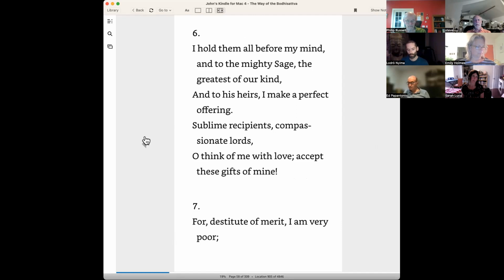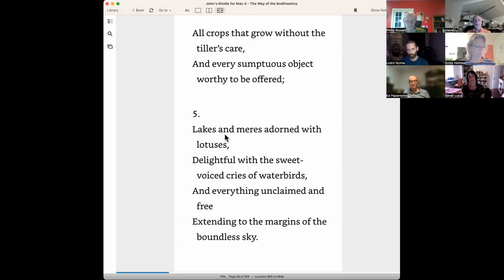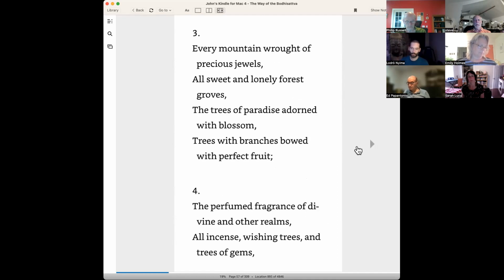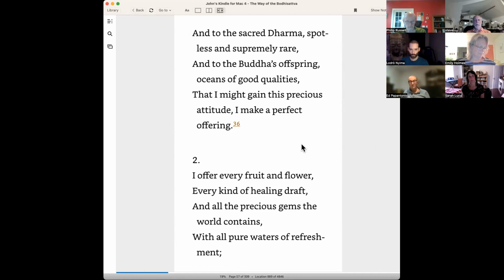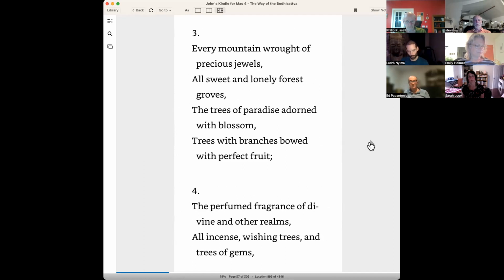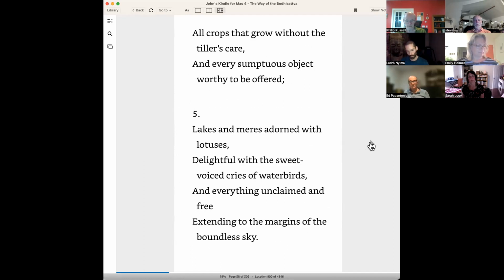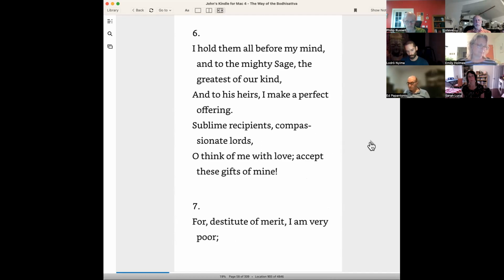Lakes and meres adorned with lotuses, delightful with the sweet-voiced cries of water birds, and everything unclaimed and free, extending to the margins of the boundless sky. I hold them all before my mind, and to the mighty sage, the greatest of our kind, and to his heirs, I make a perfect offering.